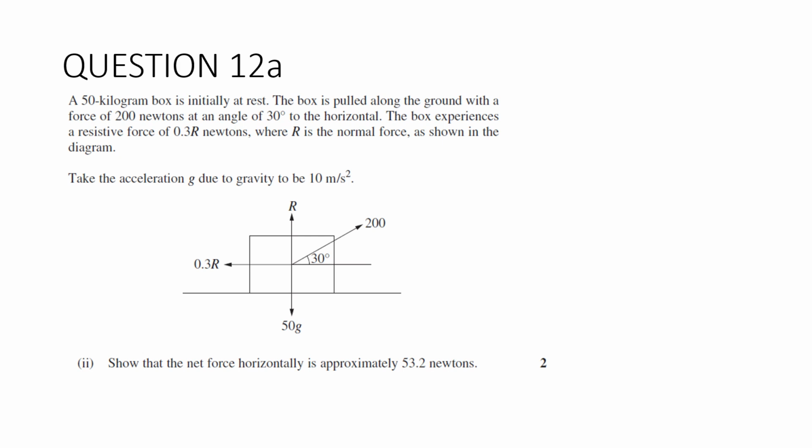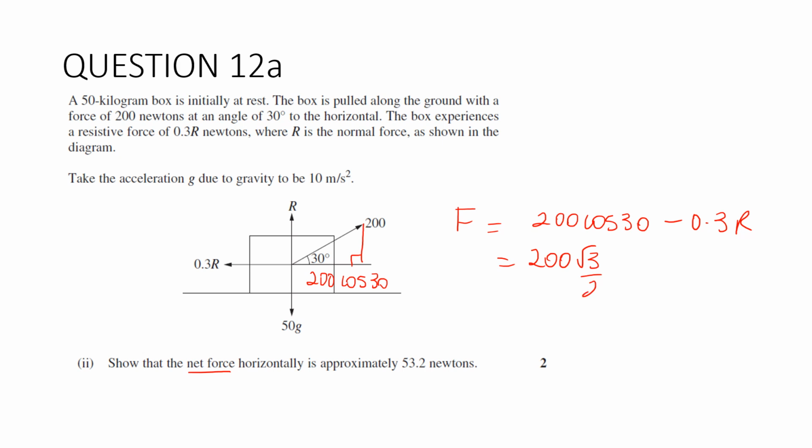Part 2, show that the net force horizontally is approximately 53.2 newtons. So again, we're going to have a component of this pulling force. It'll be 200 cos 30. And so the net force will be 200 cos 30 take away 0.3R, which is 200 root 3 on 2 take away 0.3 times 400, which is 100 root 3 take away 120. And if we put that into the calculator, we get 53.2 newtons.